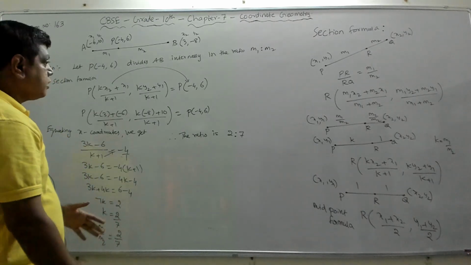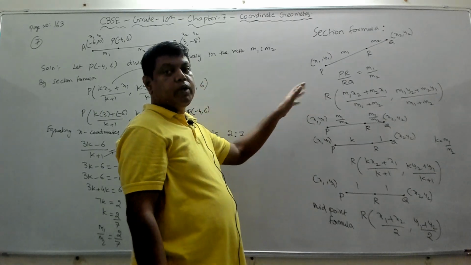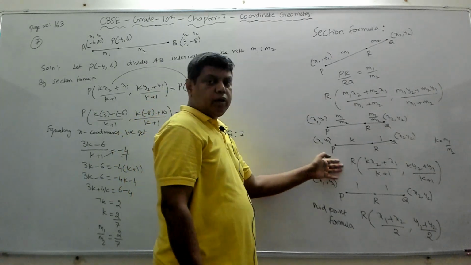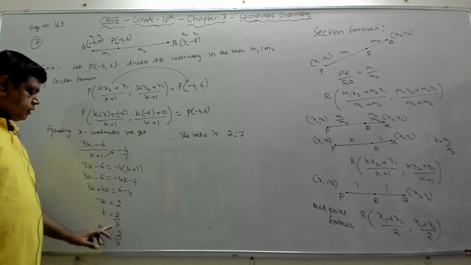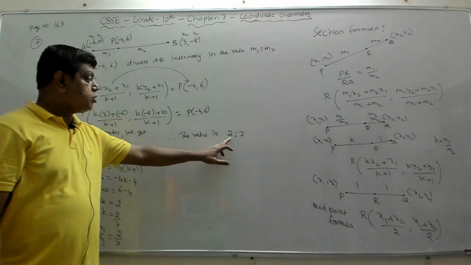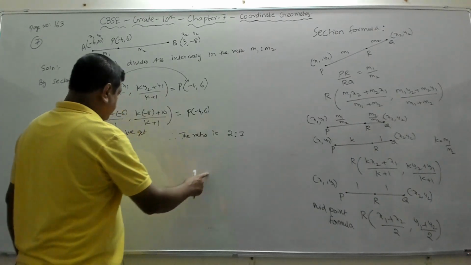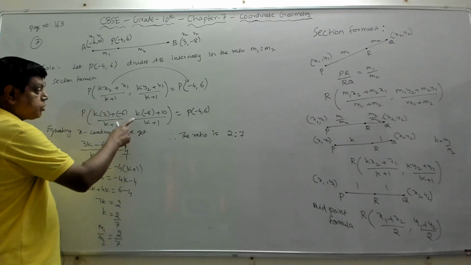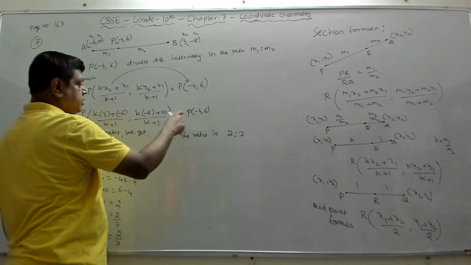So this way also we can find the ratio. We can use either this formula or this formula. If you use this formula, you have to find m1 by m2. If you use this formula, you have to find k. k is 2 by 7 and k is m1 by m2, which we got as 2 by 7. The ratio is 2:7. So this is another way where we can find the ratio. We can also substitute k as 2 by 7 here and evaluate, and you'll find that it is equal to 6.